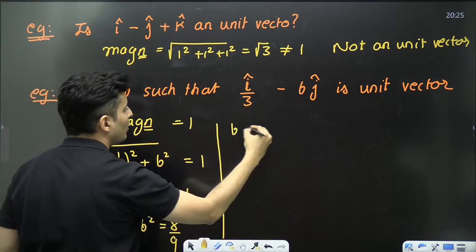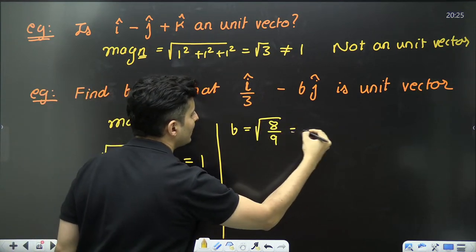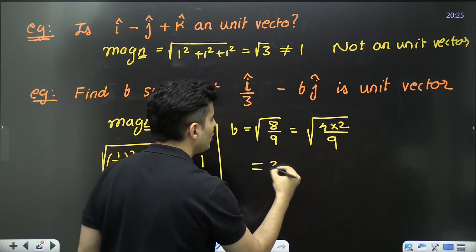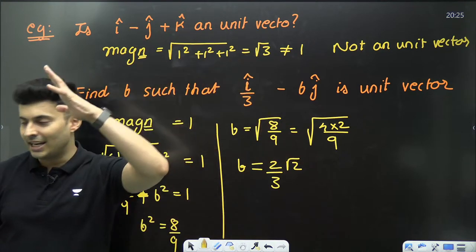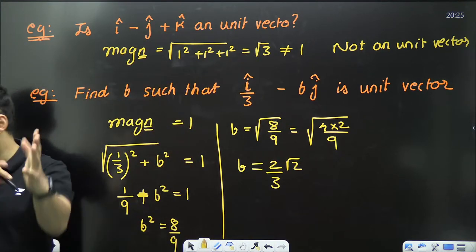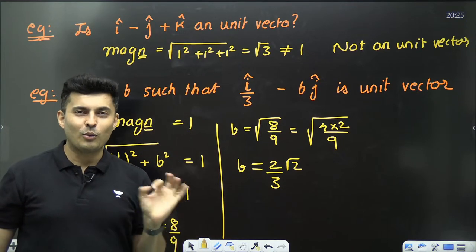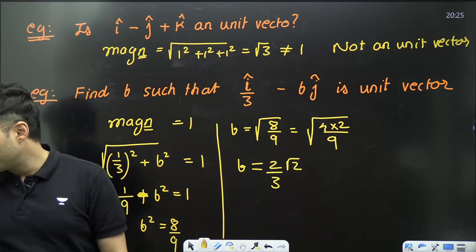Naturally, what is the value of b? Take the root of this. Root of 8 by 9, which is root of 4 into 2 by 9, which is 2 by 3 root 2. That is the value of b. Done. Very good. Root of 8 by 9 or 2 root 2 by 3 is one and the same thing. Very good. Excellent day, guys.